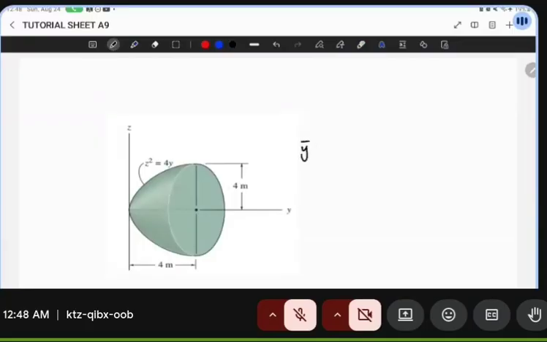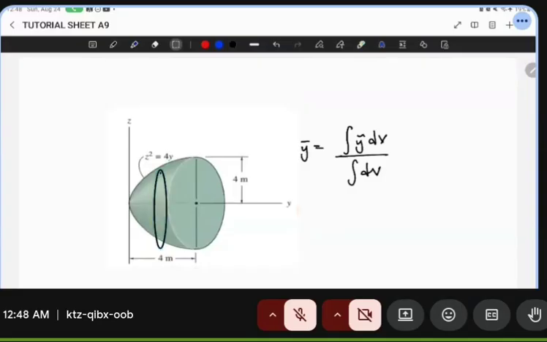So the formulas we're using to get the y coordinate of the centroid: this is going to be the integral of y tilde dV over the integral of dV. So here we're going to pick a disk that we are going to rotate about the y-axis. So we're going to rotate that about the y-axis.